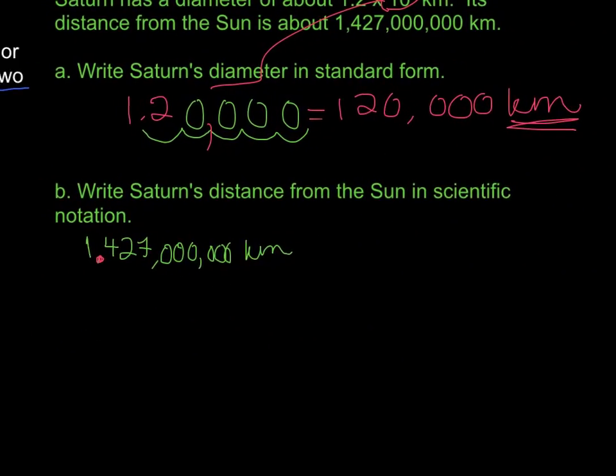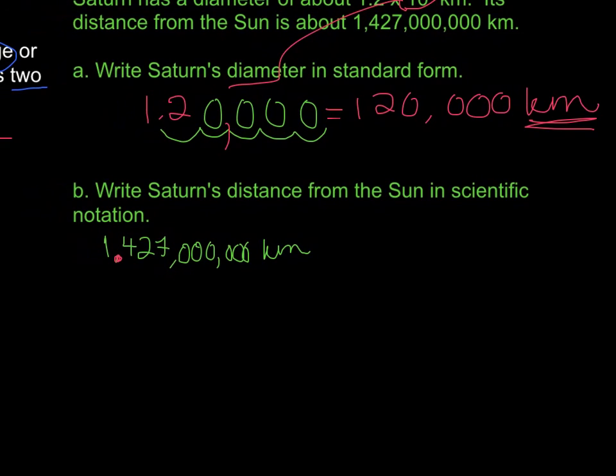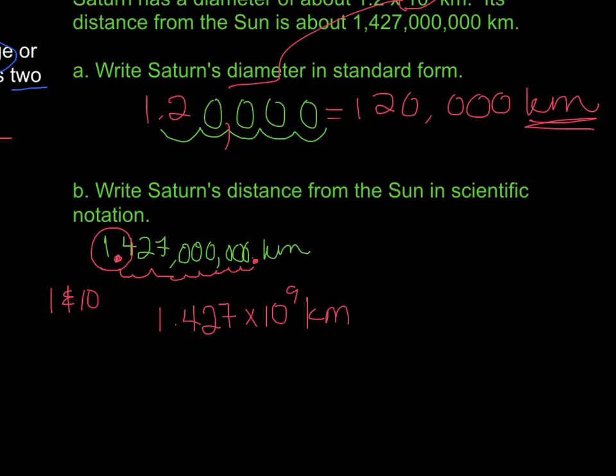So let's go back to our problem. So we're moving this decimal point in between the 1 and the 4 because that is between 1 and 10. 1.4 is between 1 and 10 if we look at this number right there. And we're going to move our decimal point from this location at the very end. So how many places do I need to move it? We're going to go 1, 2, 3, 4, 5, 6, 7, 8, 9. 1.427 times 10. That's our base form for scientific notation, and we move this over 9 place values. So that is our distance from the sun in scientific notation. Hope this helped.